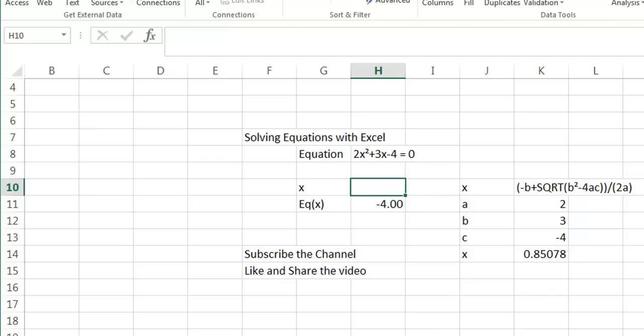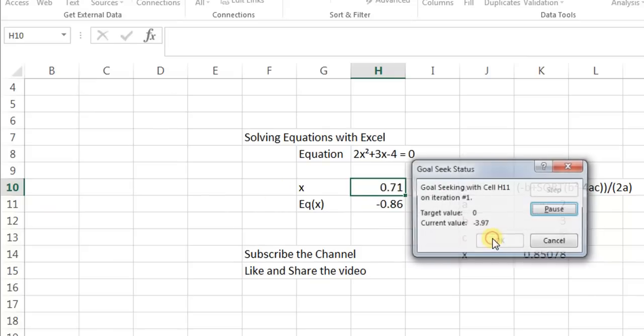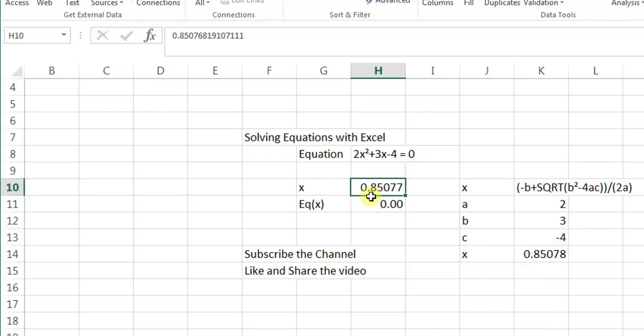Just go to the Data menu, then What-If Analysis, and in that Goal Seek command, set H11 to 0 by changing the cell of x. Okay, it will do the iterations and reach the solution, as you can see, 0.85077. So this is how you can find the solution of second degree equations in Excel.